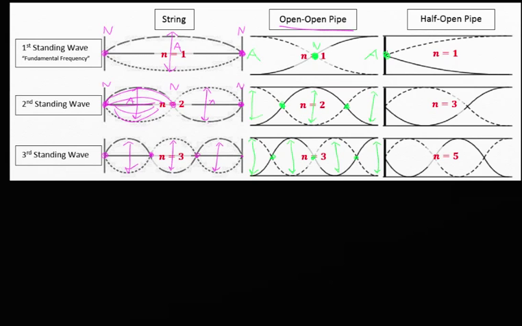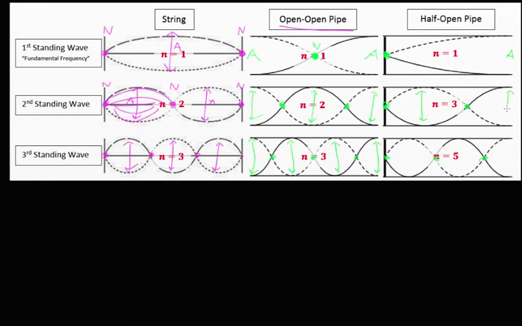Here's our last scenario where we have a half open pipe. So here we would have a node on one end and an antinode on the other. And when we move to the next one, we add a node and an antinode. So now we have 2 nodes and 2 antinodes, then 3 nodes and 3 antinodes.